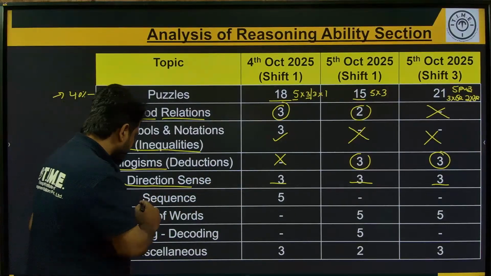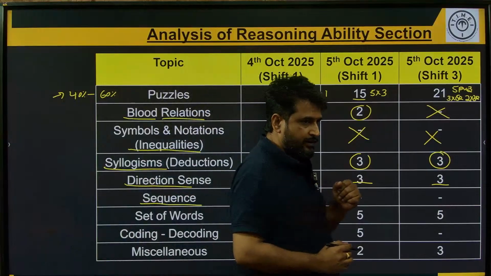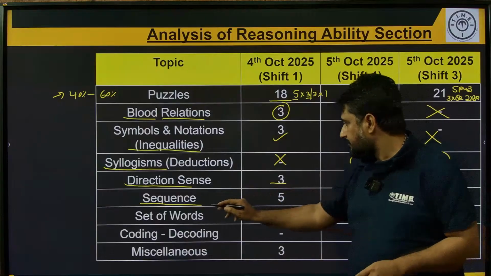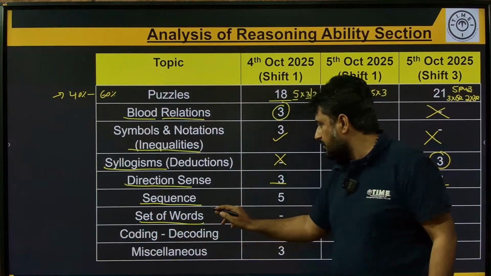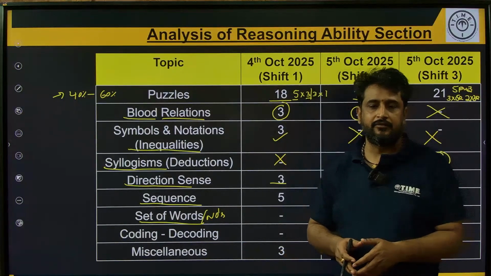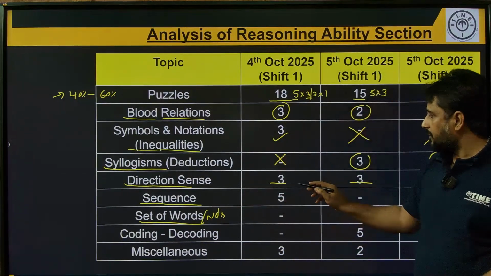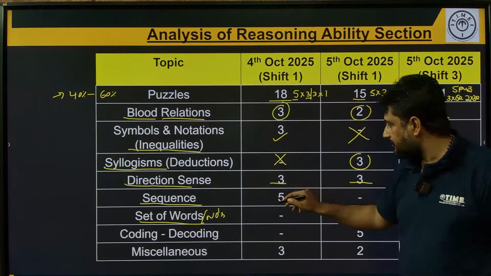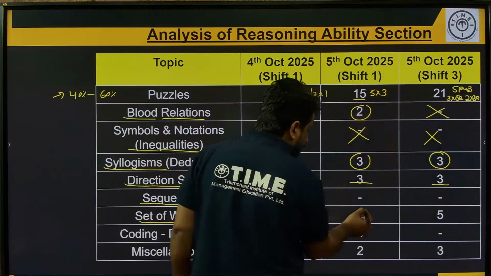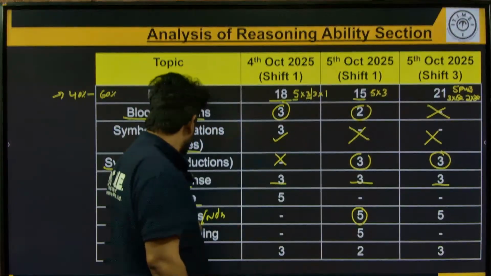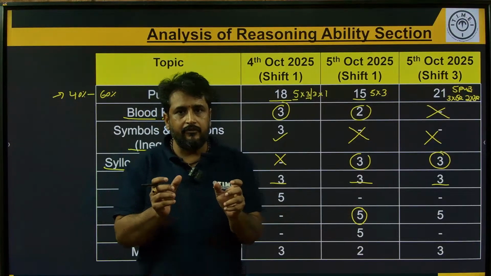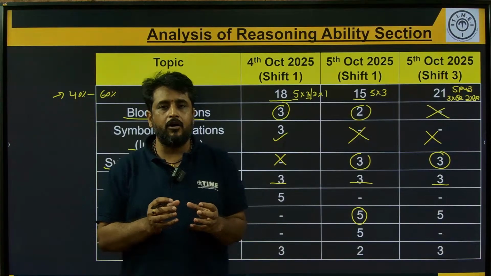Okay. Sequence. We know definitely in any slot of the clerical exam, either from the sequence or from the set of words or numbers, one of these topics, 5 questions will be given. If you observe carefully, in shift 1 of 4th October, we have given sequence, but not set of numbers or words. But in 5th October 2025 shift 1, we have given set of words, but not a sequence. Even in this set of words, we have given 5 words, and we have to apply some operations on that.